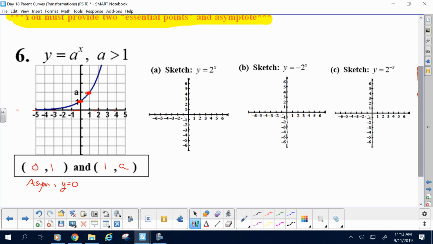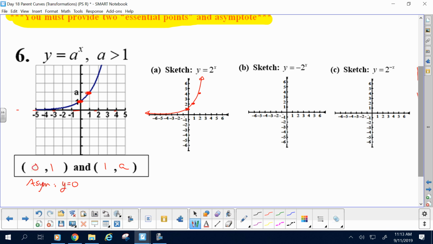Now let's talk about then 2 to the x. We've been doing that a while. Give me 2 essential points. 0, 1, and 1, 2. We have room for another point. Give me another point. 2, 4. Okay. After that, we're kind of off the graph. Exponentials grow pretty extremely. And on the left, we're approaching the asymptote. Okay? Please don't curl away from the asymptote. It should approach the asymptote. It's not a parabola shape.